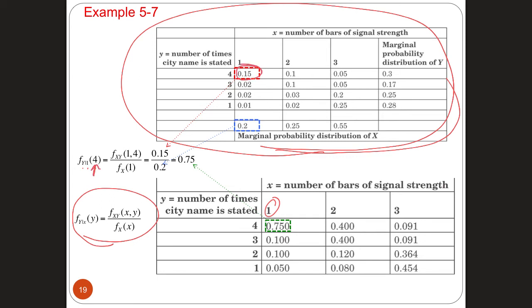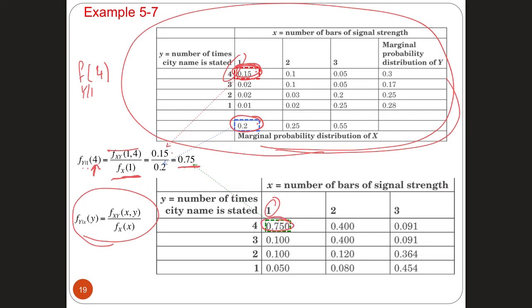So this one, this occurrence, the f of y given x equals 1 when y is equal to 4. The conditional of y equals 4 given x equals 1. By definition, this is what? This is the joint divided by the marginal of x. So we divide this number by this number by definition, right? That is 0.75. So this is the first value.